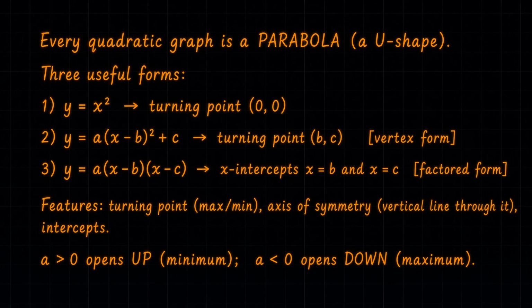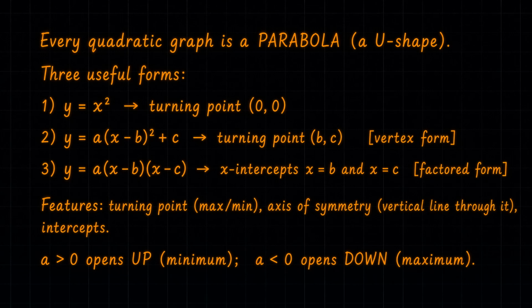Form 3 is factored form. y equals a(x minus b)(x minus c). This one hands you the x-intercepts. The graph crosses the x-axis at x equals b and x equals c. We will draw one in example 2.